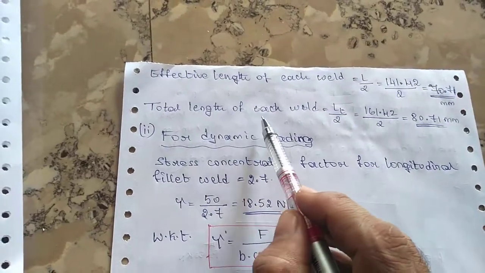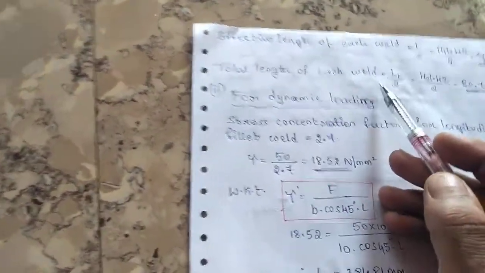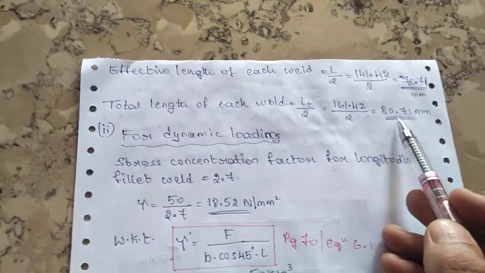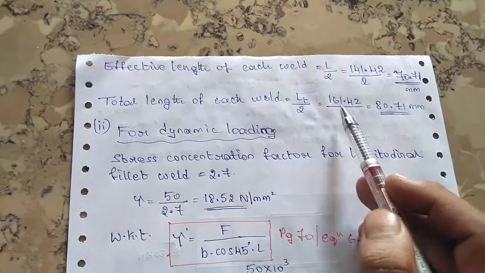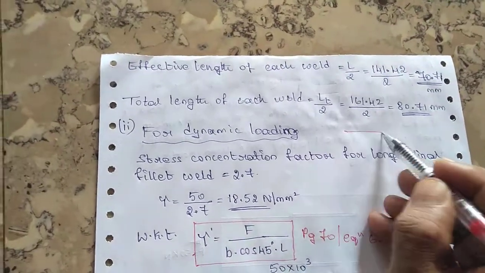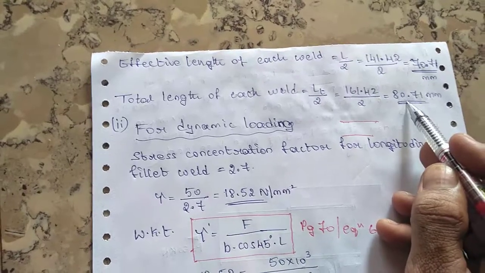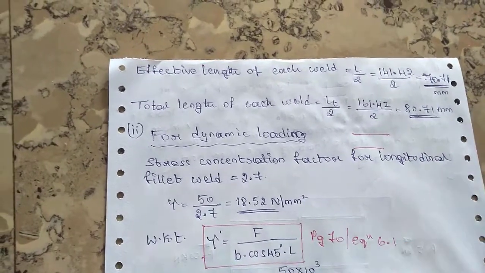The total length of each weld, LT value we have calculated here, the total length. So the length of each weld is like 80.71. We have to divide each weld for the upper side and for the lower side. This will be 80.71 is the length.